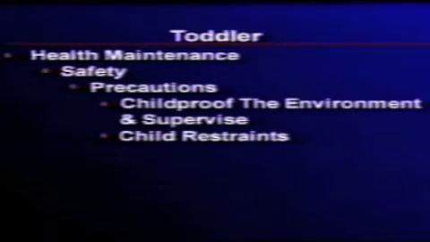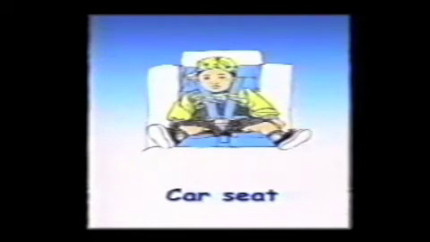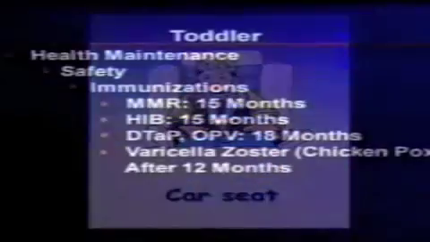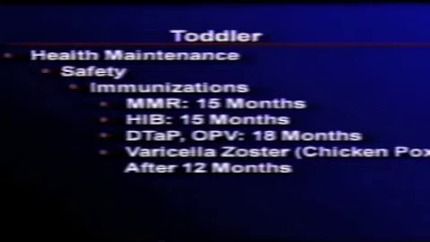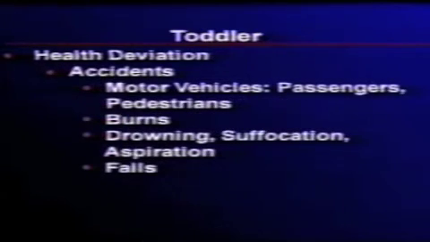This is also the time span where they will probably turn their car seat around to the front because they've achieved that 20-pound mark. You'll notice there's that immunization schedule again. We're still getting some immunizations. The MMR at 15 months, the Hib again at 15, a DPT and OPV at 18 months, and the chicken pox after 12 months is optional if the parents want to do that, if there has not been disease at that point. Accidents are still our major concern with health deviation.